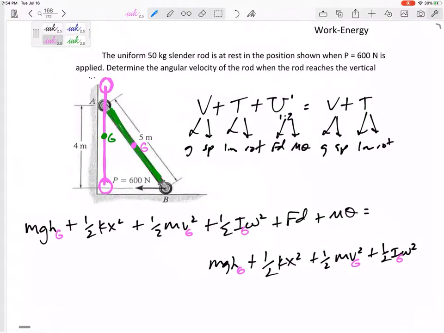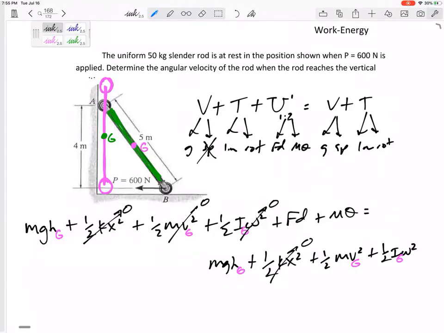Okay. Now, you probably didn't even write this spring right here. There is no spring, so no need to write 1/2 kx squared, but sometimes I just do that anyway. Did it start from rest? A lot of times it starts from rest. If it starts from rest, then the v and the omega initially are 0.